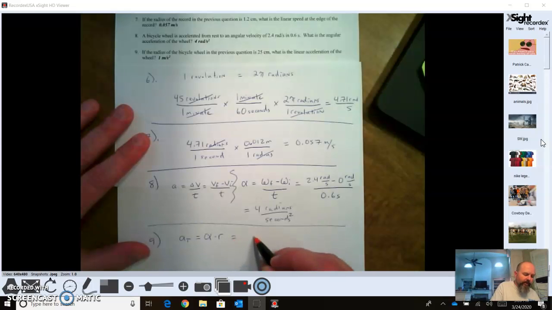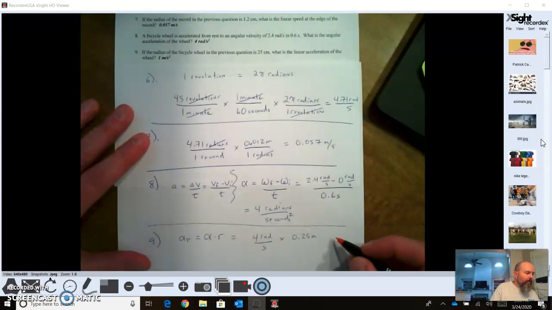So all we have to do is multiply 4 radians per second squared by the radius. The radius was given in the problem, 25 centimeters, but we must use meters, 0.25 meters. Okay, so if we multiply that by this quantity, 4 times 0.25, we get, oops, sorry, that's squared, can't forget that. So the radius, that is 1 radius. Radians cancel. 4 times 0.25 equals 1 meter per second squared.